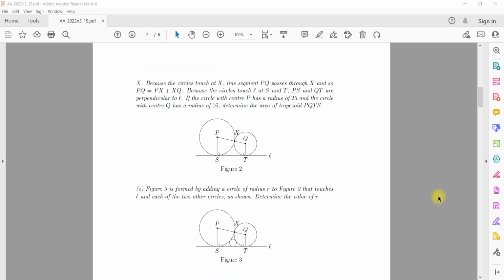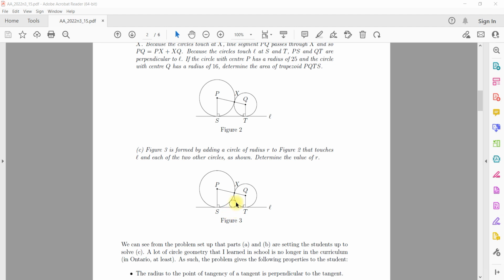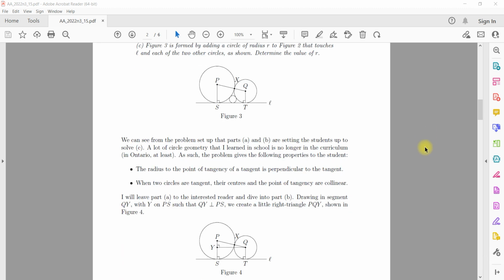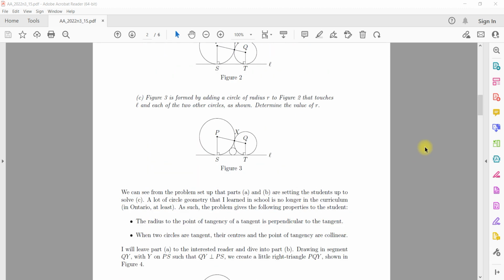And the parts that we were really interested in were parts B and C, which dealt with first two tangent circles that are tangent to a line. And in the third part, we're looking at a third circle that's tangent to the two circles and the line. And we'd gone through and talked about various parts of the problems and generalized some of the things.